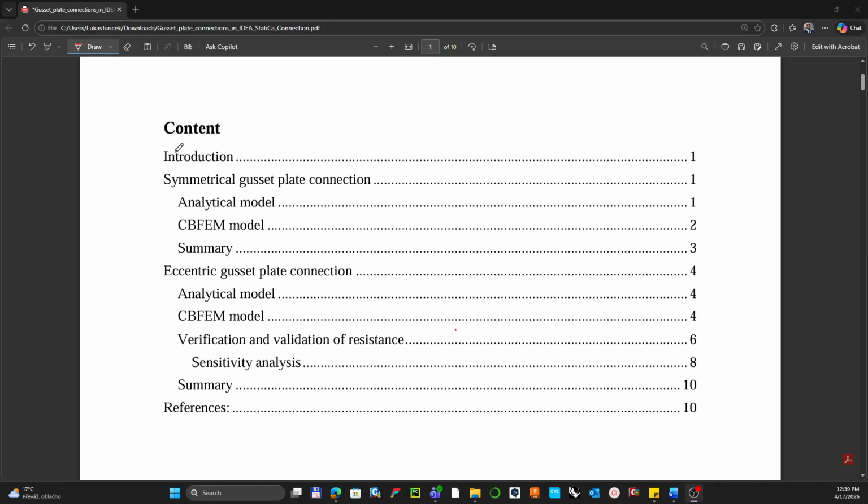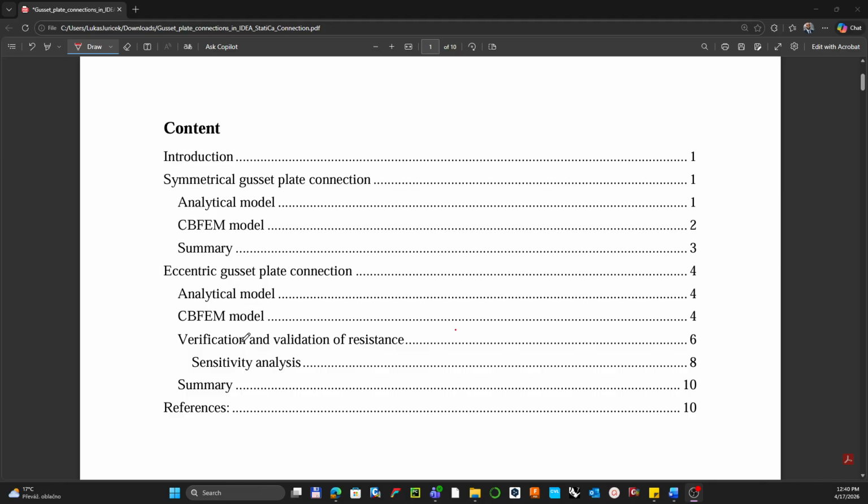This is the content where I want to discuss with you symmetric gusset plates, the analytical model, CBFEM, and a summary, and mostly the eccentric gusset plate connection. What is the tailored case, and what is your case, where you have a pain?